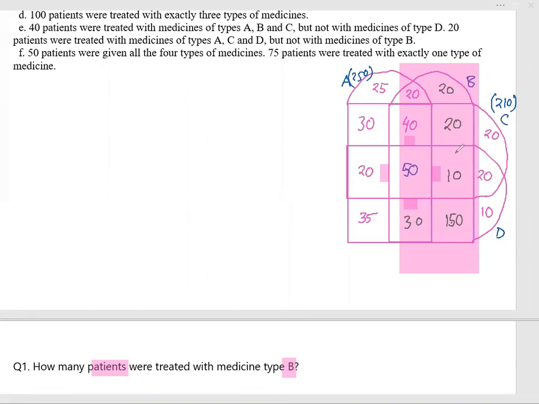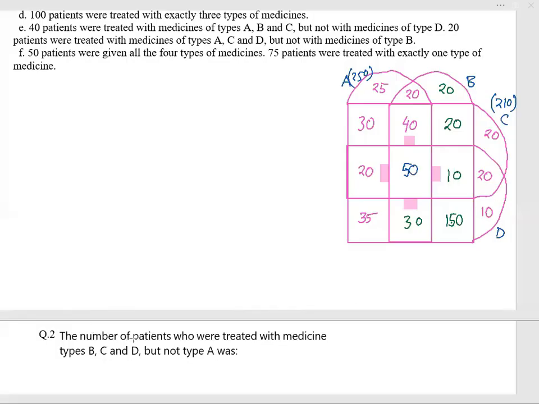So 250, and let me do it once again. These 150 and this is 200, 200 and this is 250. 250 plus 250, that is 300, 340. So it should be 340 in this case, the answer for the question.